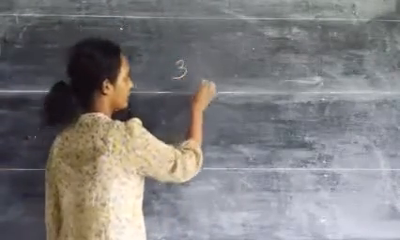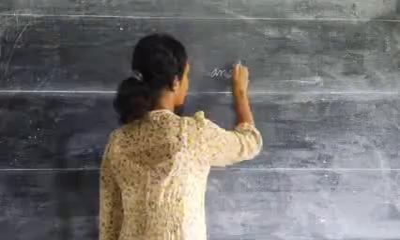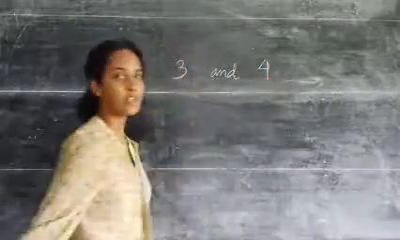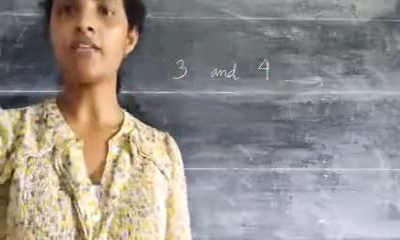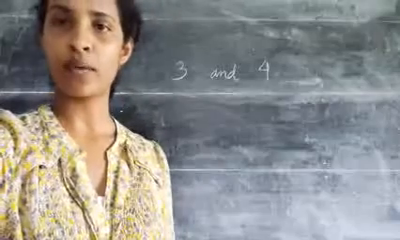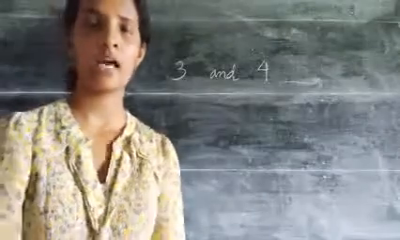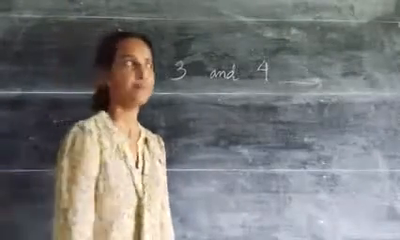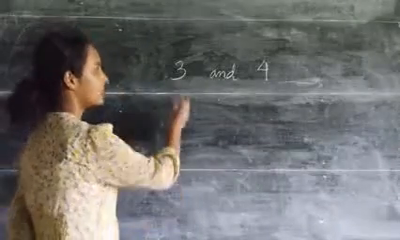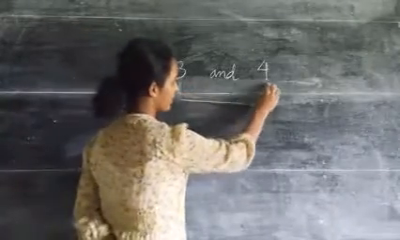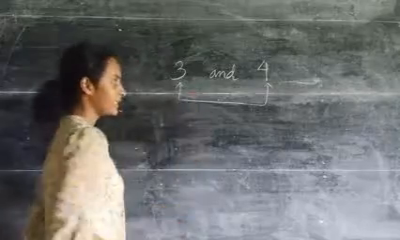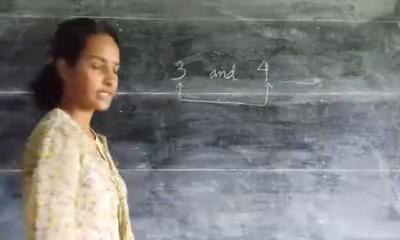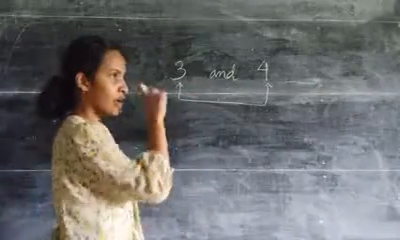Suppose you have two numbers, 3 and 4, okay? Now, in 3 and 4, how do we find a number that lies between 3 and 4? Can I find a number that lies between 3 and 4? Yes, I can find a number that lies between 3 and 4. How do I find it?